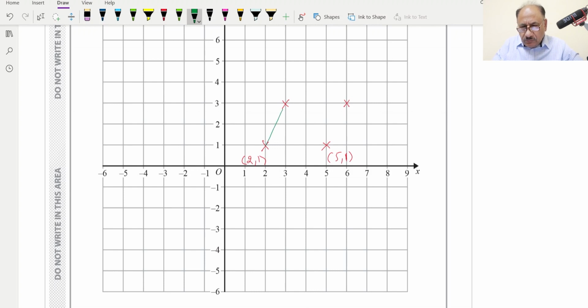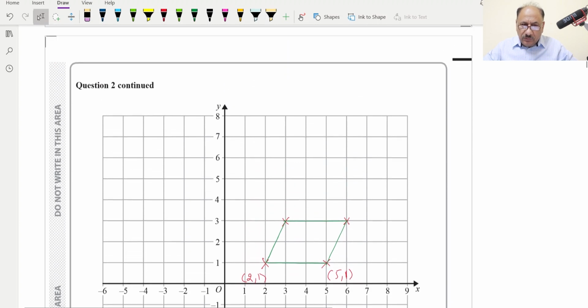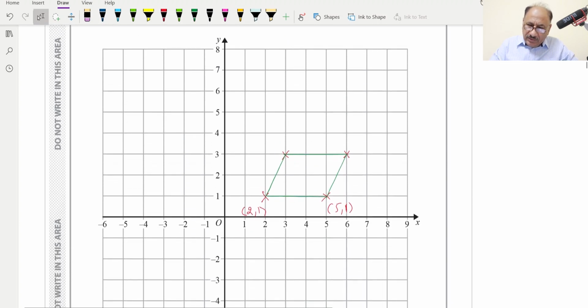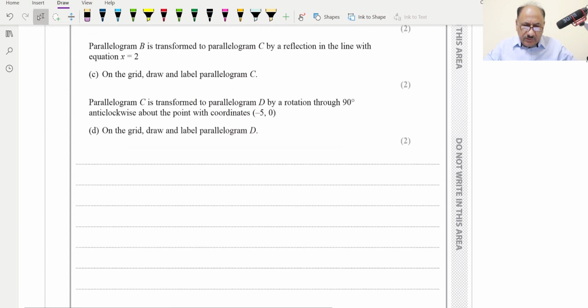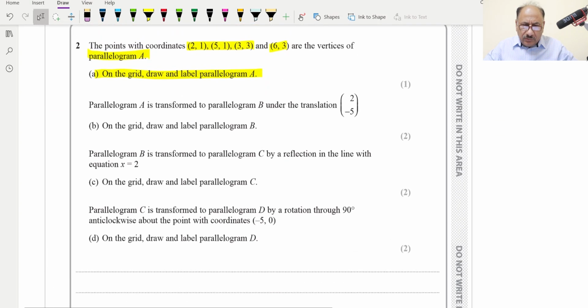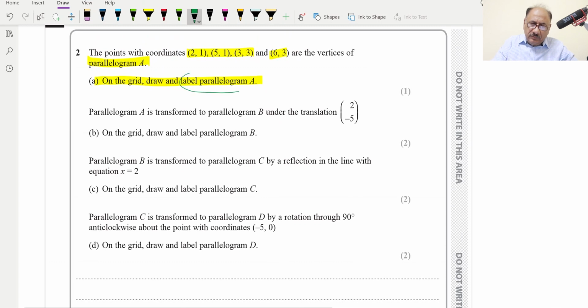We can draw like this one. So hopefully you are understanding. So this is a transformation question. So this we have to label as A, so we can label as A this one. They are saying on the grid, label the parallelogram as A, which we have done.